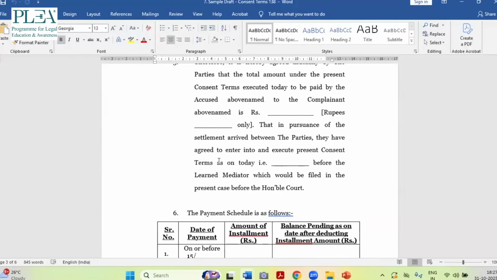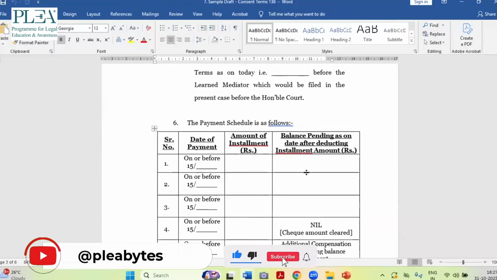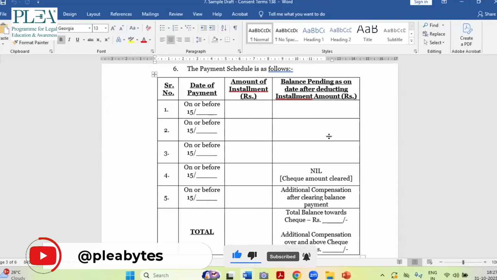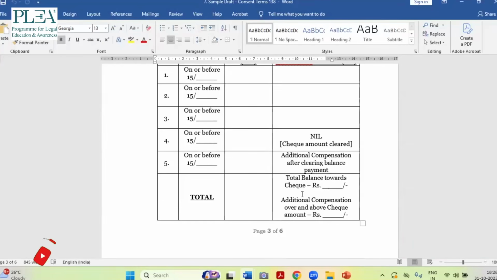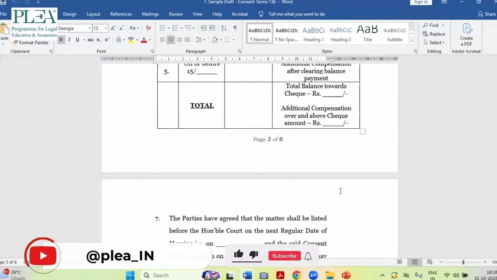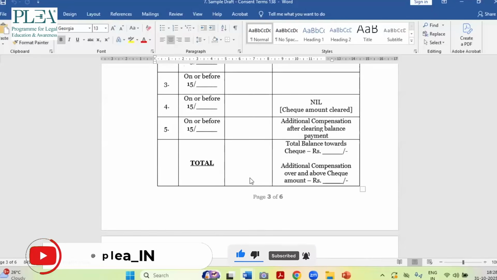Now, the consent terms state the total amount and the schedule. As I said, a tabular chart gives, on so and so date, the amount of the installment and the balance. Finally, if the amount gets cleared, the balance becomes nil. And if any additional compensation is awarded, it is added to the total amount. So this records by what date each installment is to be paid.